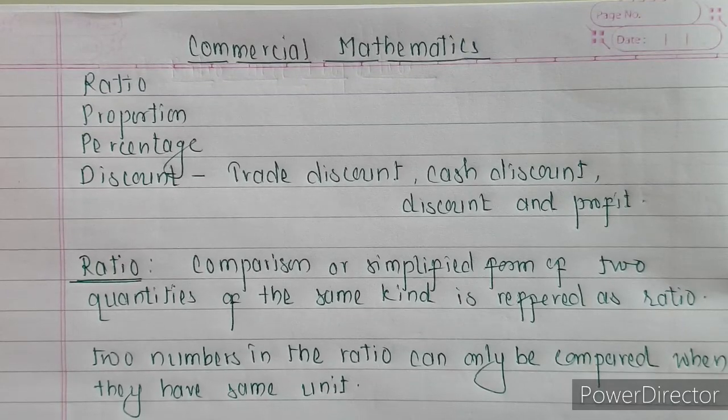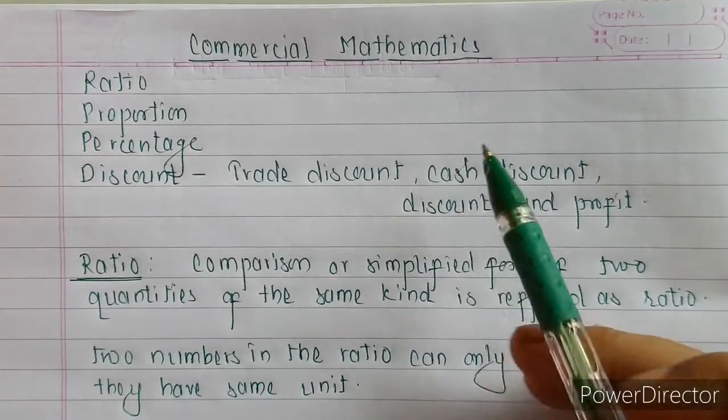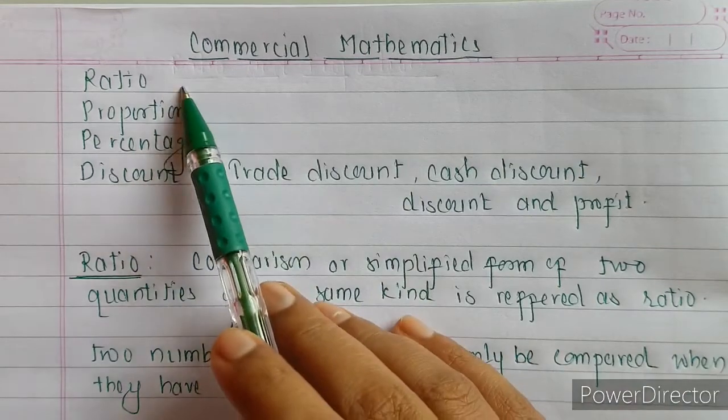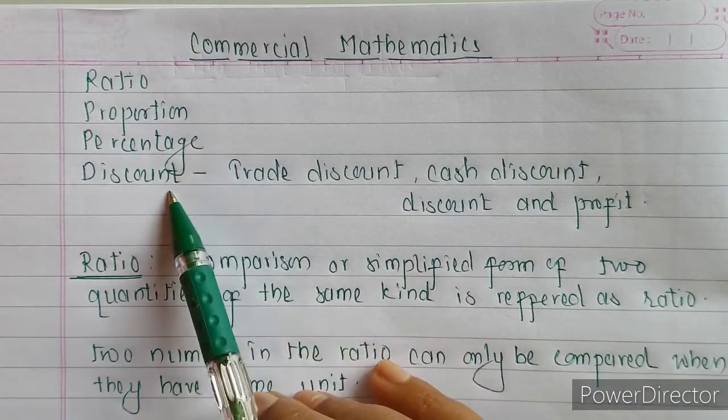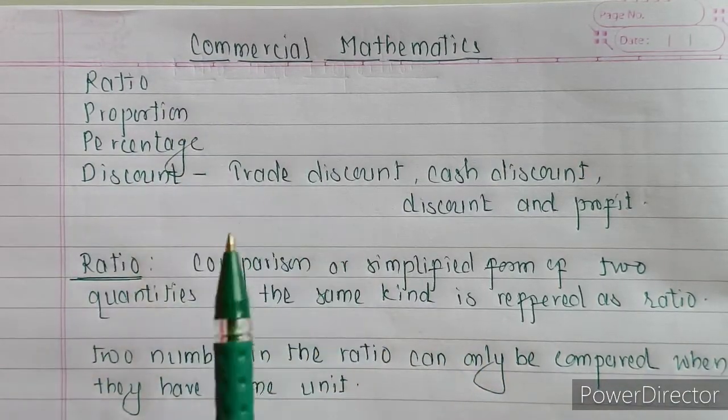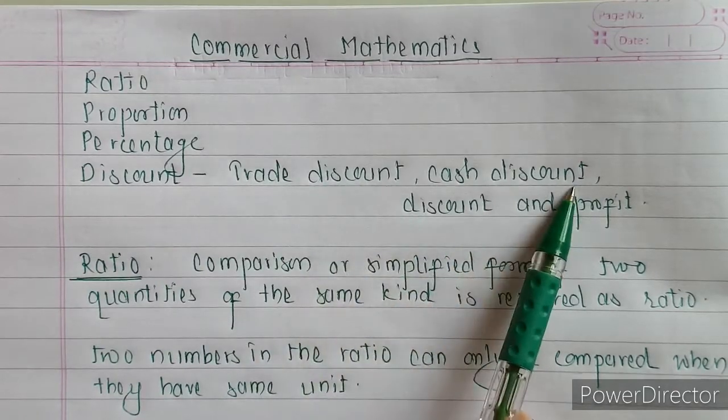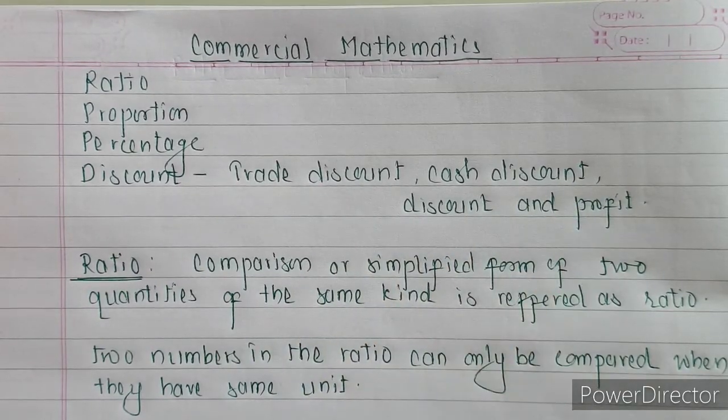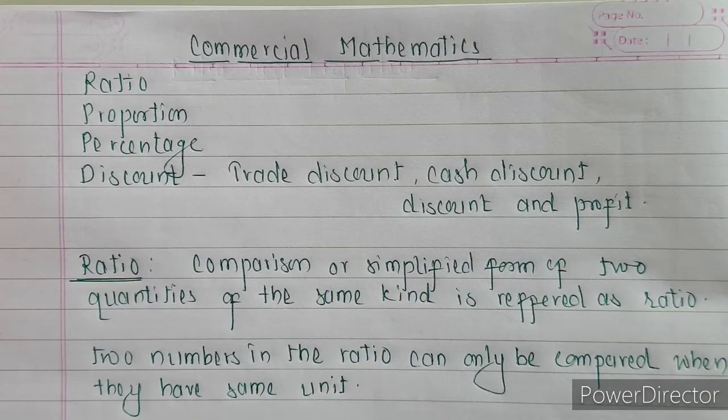Last unit, that is commercial mathematics. In this unit we'll be studying ratio, proportion, percentage and discount. Under discount we will be studying trade discount, cash discount, discount and profit. So let's start with ratio and proportion.